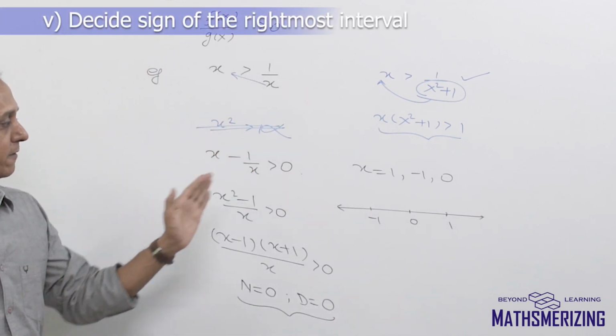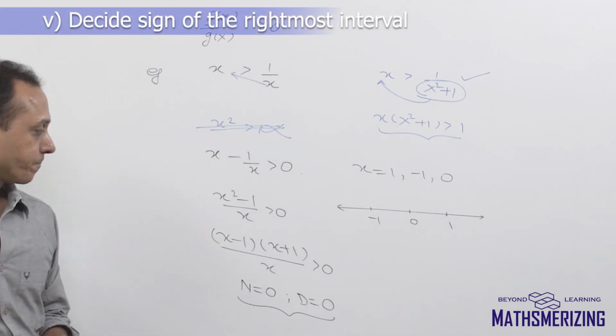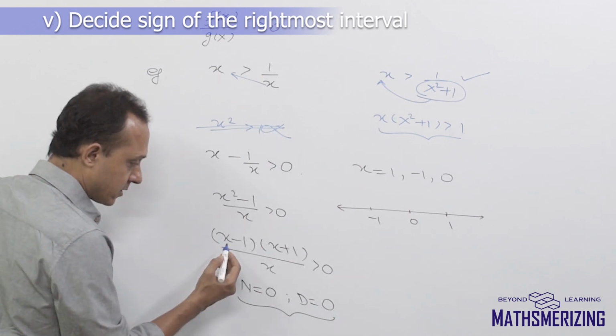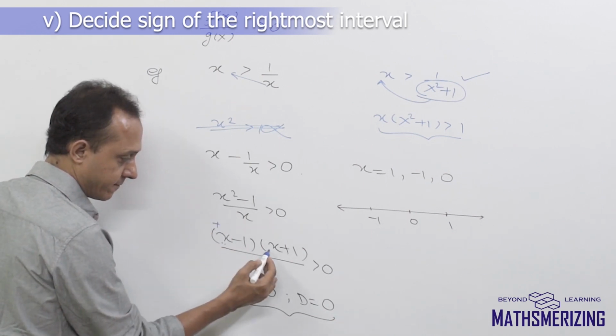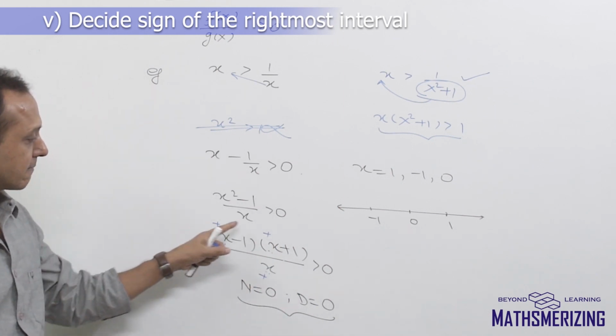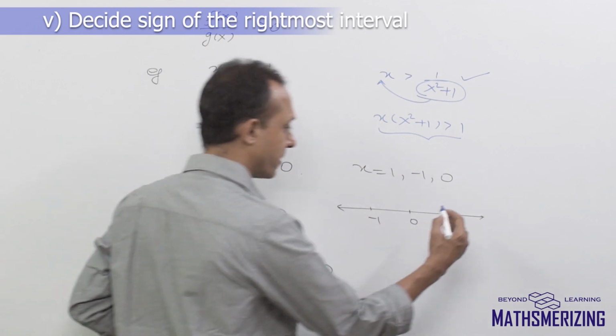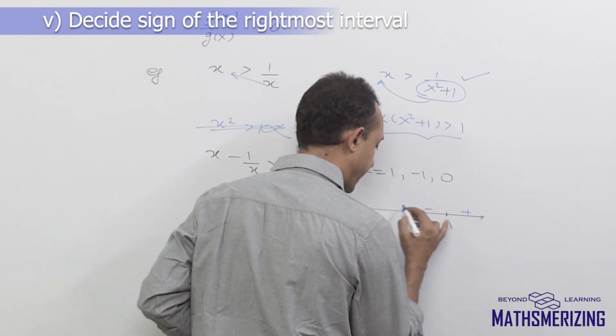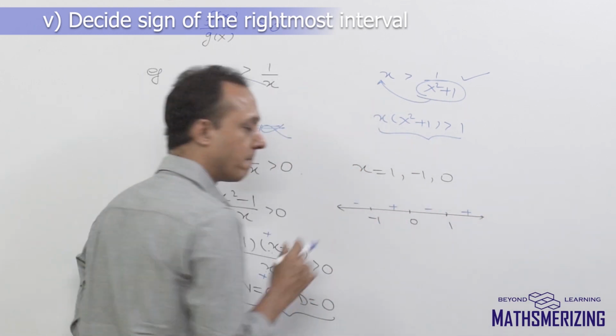Then again I need to find the sign of the rightmost interval. What about the sign of the rightmost? Here the coefficient of x is positive, the leading coefficient is positive. So plus, plus and plus. So rightmost is plus. So this is plus, this is minus, this is plus and this is minus.